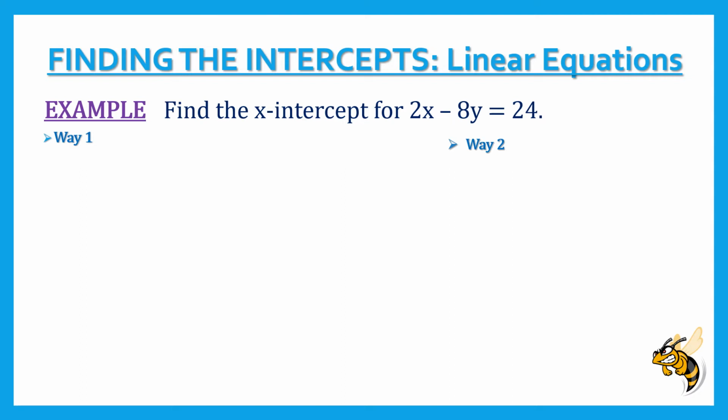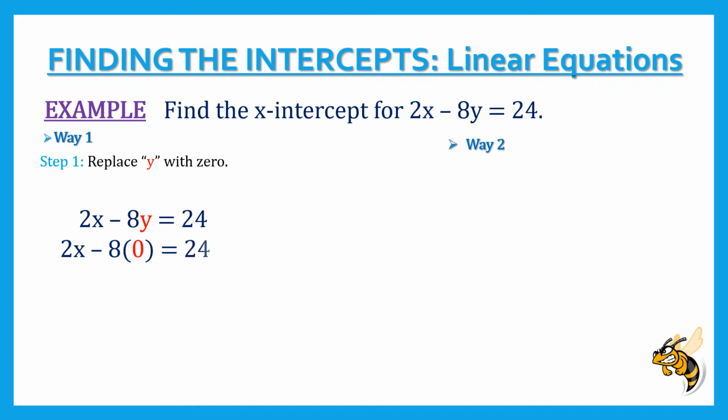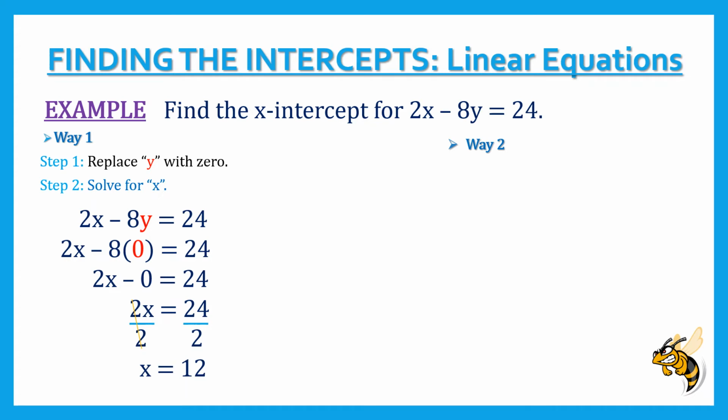Example, find the x-intercept for 2x minus 8y equals 24. The first step, we want to replace the y with 0. So therefore, it will be 2x minus 8 times 0 equals 24. Negative 8 times 0 is 0. So therefore, it's going to be 2x minus 0 equals 24. So 2x equals 24. Divide both sides by 2. So x is equal to 12.